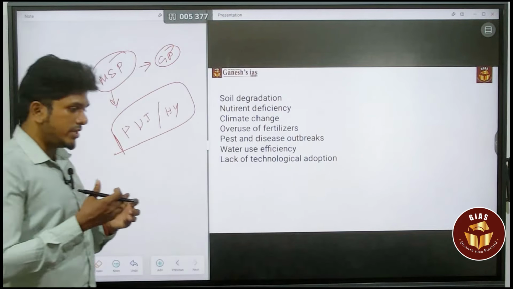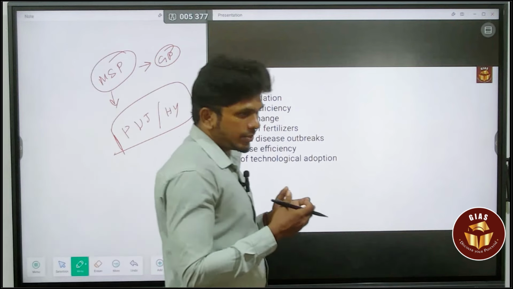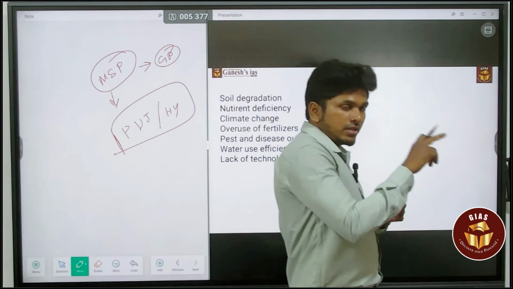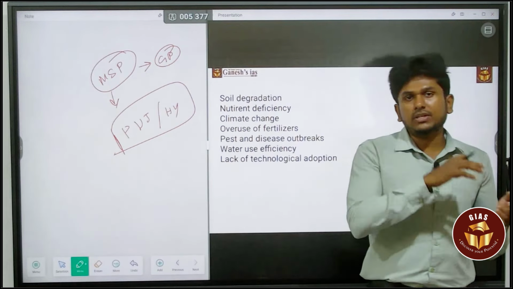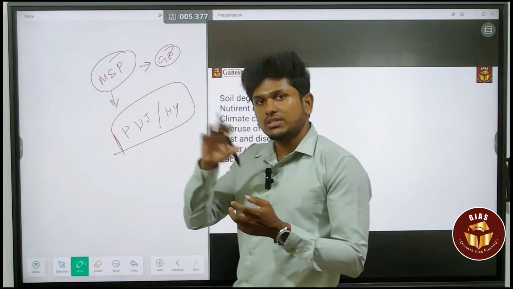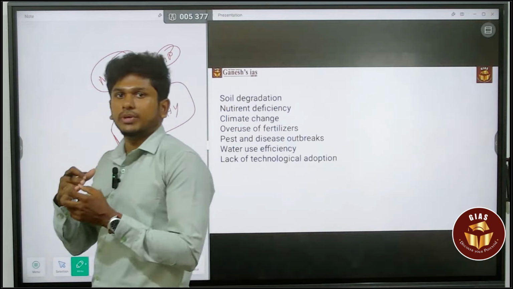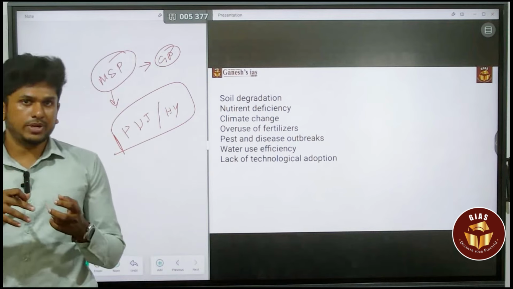So for example, due to climate change, there is an increase in temperature. Actually, it is a cycle. Global warming leads to climate change, and climate change again increases global warming. So that is the cycle happening here.